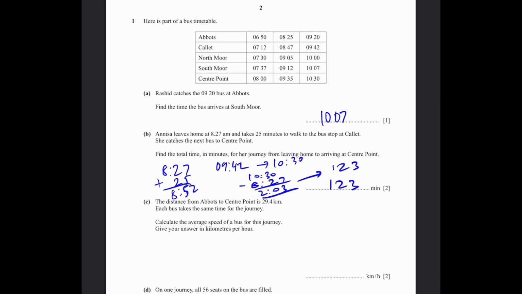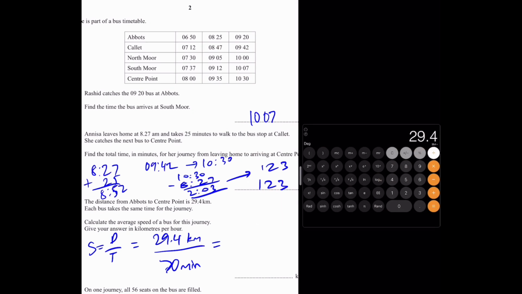C. The distance from Abbots to Center Point is 29.4 kilometers. Each bus takes the same time for the journey. Calculate the average speed of a bus for this journey, give your answer in kilometers per hour. So speed is equal to distance by time. That will be equal to 29.4 kilometers by, let's see, Abbots to Center Point is, if you find the time, 1 hour 10 minutes, which is 70 minutes. That will be equal to, let's get our calculator out. There we go. 29.4 divided by 70, which is equal to 0.42, into 60 for kilometers per hour, 25.2 kilometers per hour.